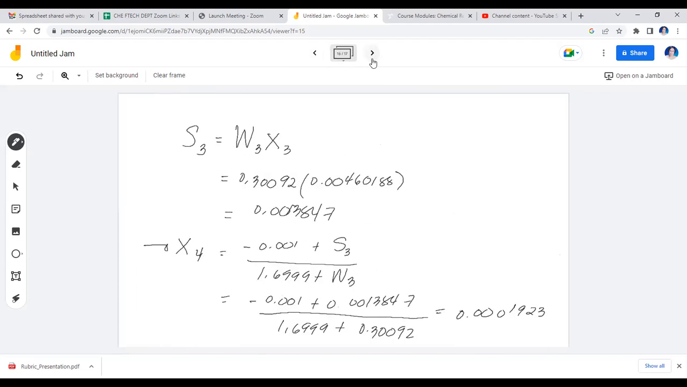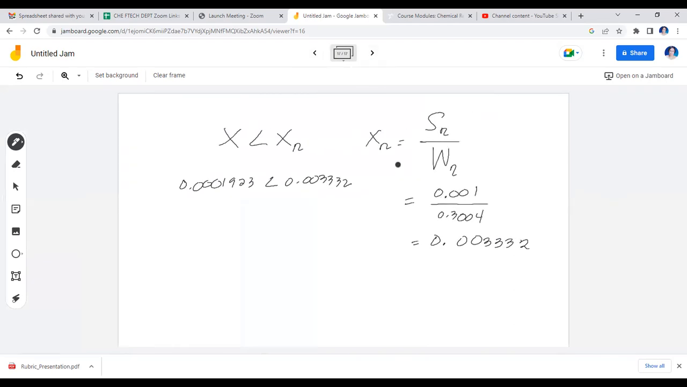We need to stop when our concentration is lesser than X sub n, which is 0.003332. What remains in your slurry is only a small amount of solids. So, if this one is the concentration that remains in the slurry, then this is already okay. This is already acceptable. Okay, 0.001923 is already less than 0.003332. So we say, therefore, your N should be more or less equal to 4 because you're getting a concentration here which is lesser.